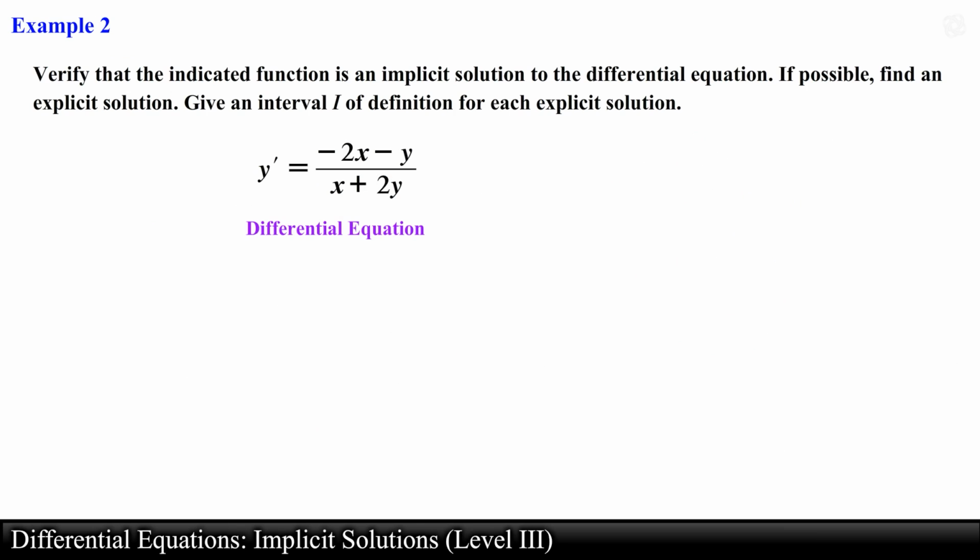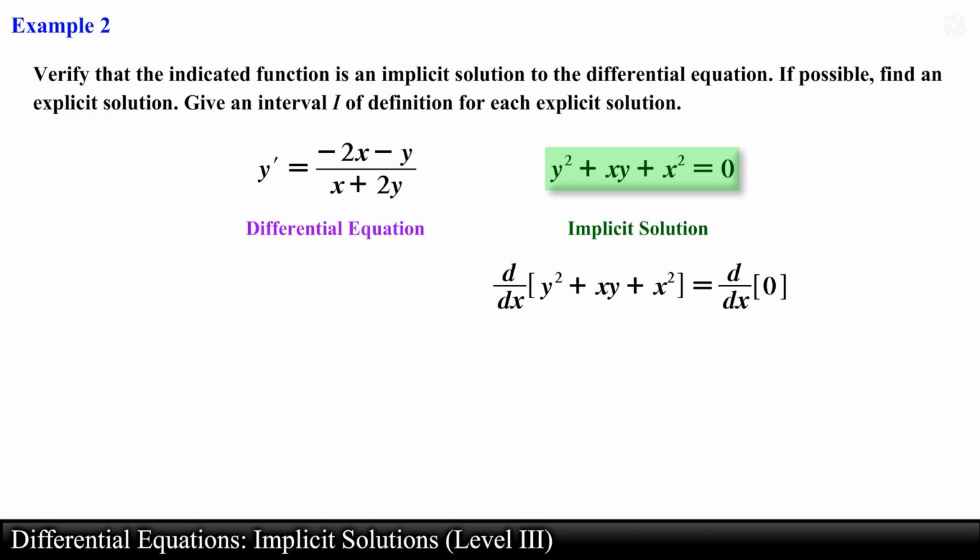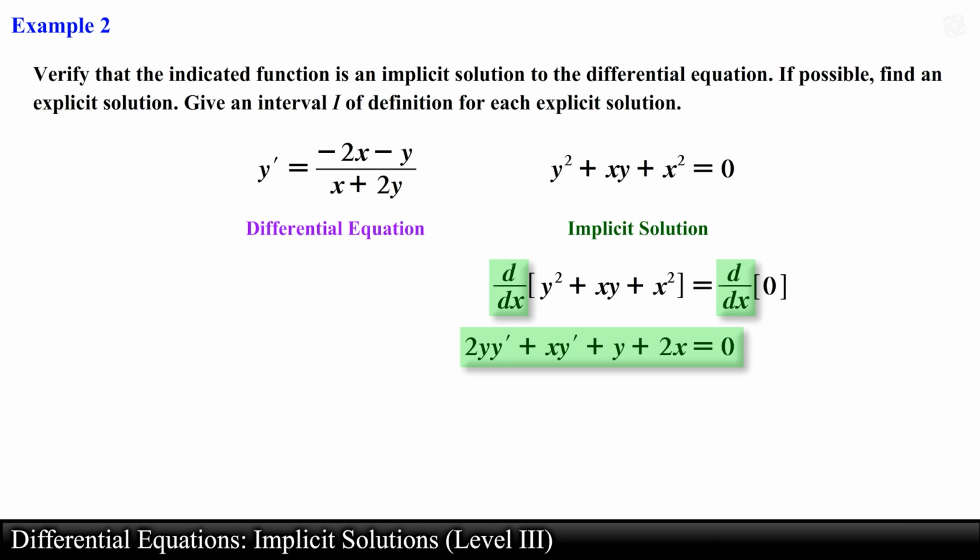The differential equation is y prime equals the quantity negative 2x minus y over the quantity x plus 2y. And the implicit solution to verify is y squared plus xy plus x squared equals 0. Alright, like always, let's first find the derivative of this function. Taking the derivative implicitly and applying the power rule, along with the product rule, we obtain the following expression. From here, it's just a matter of solving for the derivative.